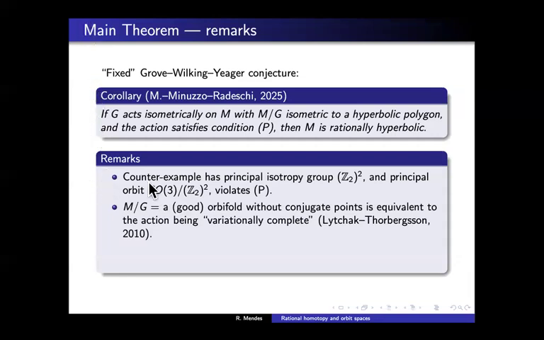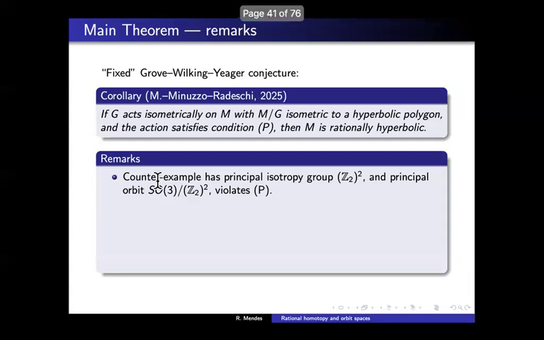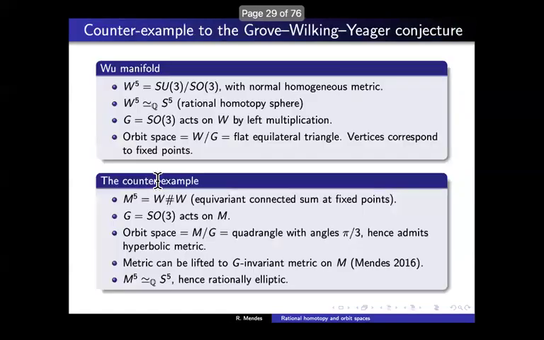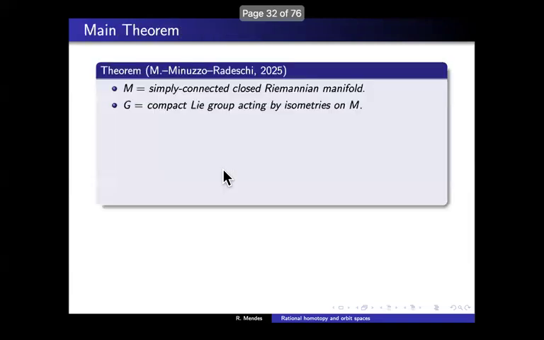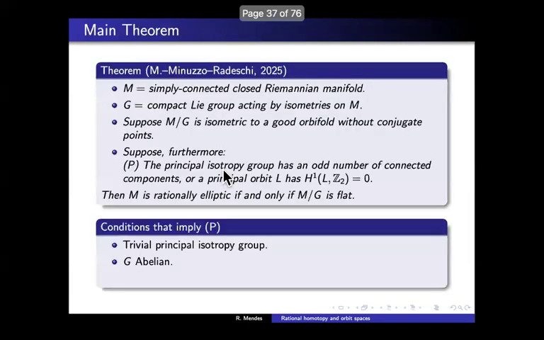No, so the counterexample is two copies of the Wu manifold, right? Maybe I go backward. Right, which has the same principal isotropy group? Yes, which is Z2 squared. It's a counterexample because the quotient is hyperbolic, but the total space is rationally a sphere. So it's rationally elliptic, right? That's why it's a counterexample. Okay, sorry. Right, sure. Yeah, of course.